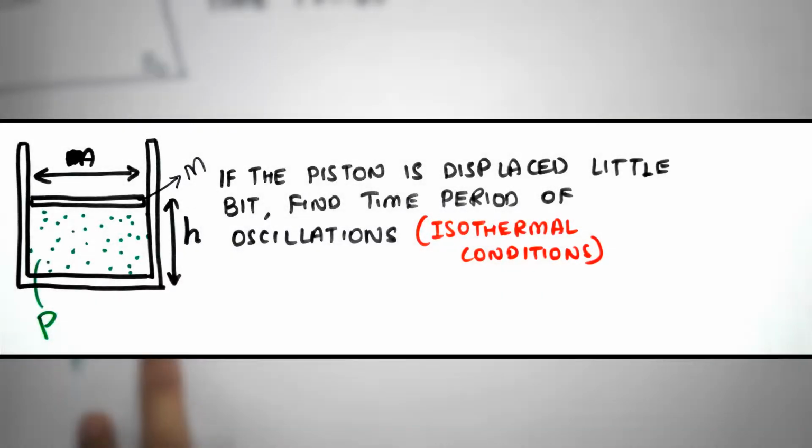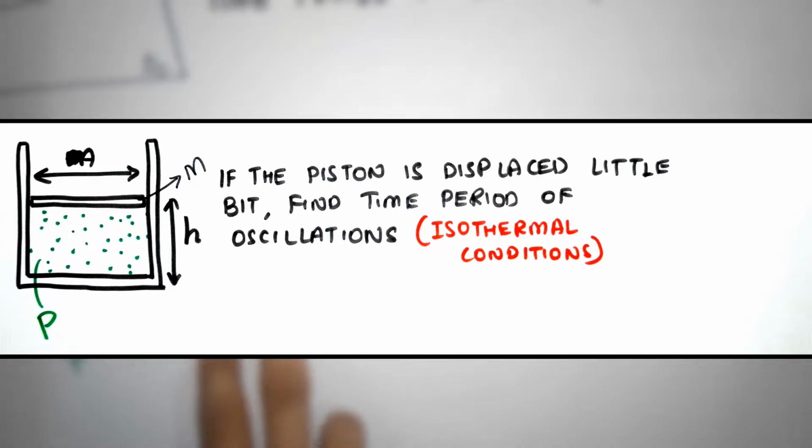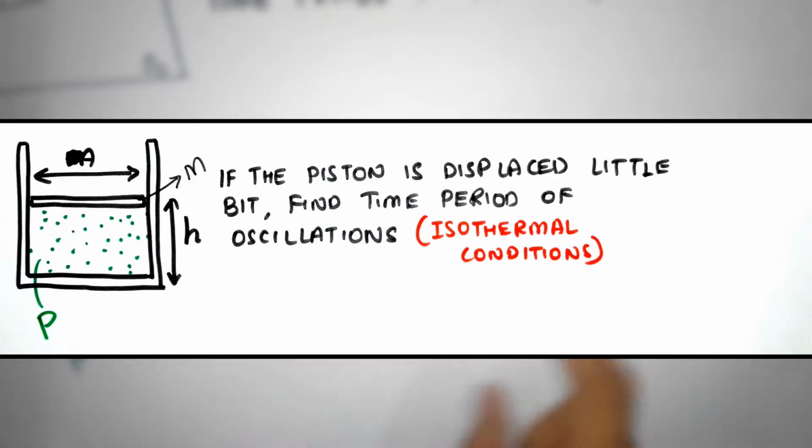We have a thermodynamic system where we have a cylinder, piston, and so on. We have the area A, pressure P, and the height h. If the piston, which has a mass m, is displaced a little bit, find the time period of oscillations. We have to assume isothermal conditions. Okay, so let's do this.